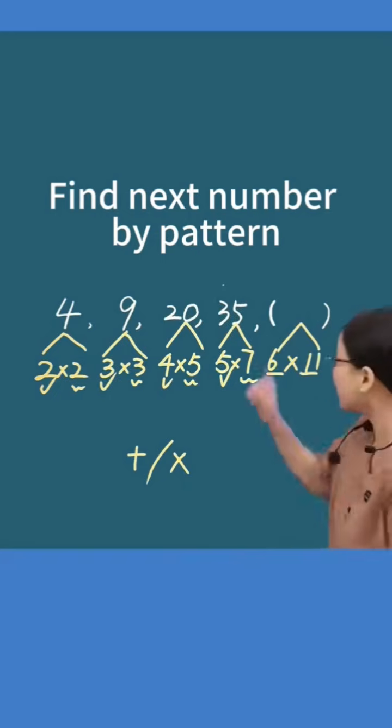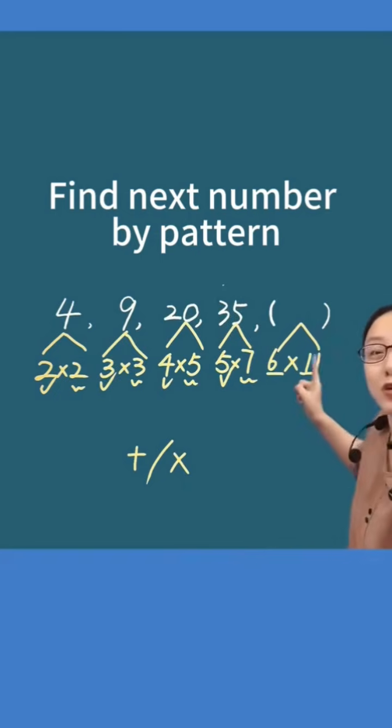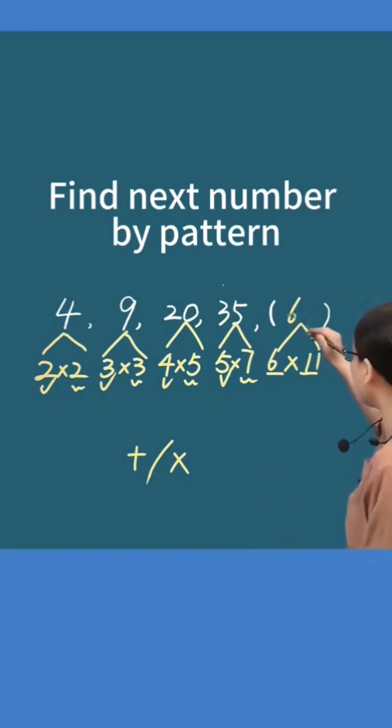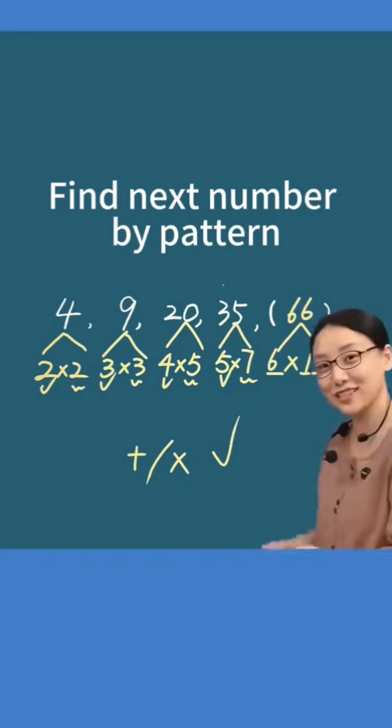11, right? So in this case, the number we need to fill in is 6 times 11, which should be 66. And with that, we've finished this problem.